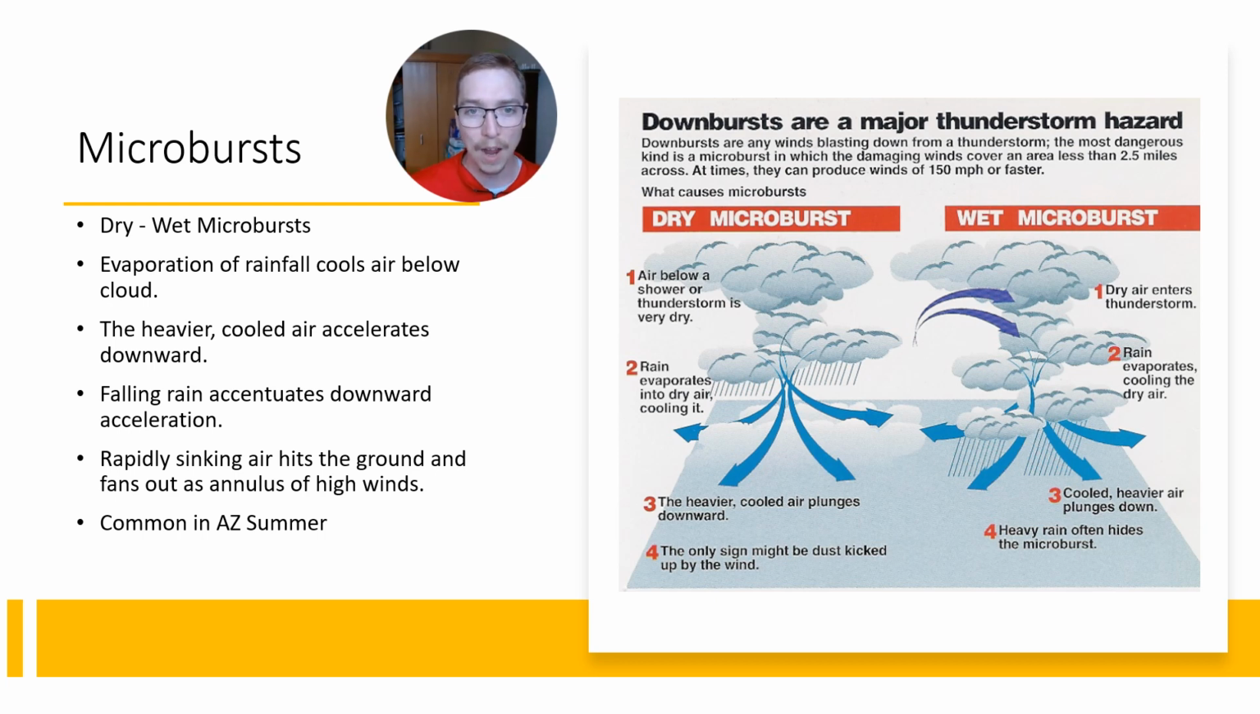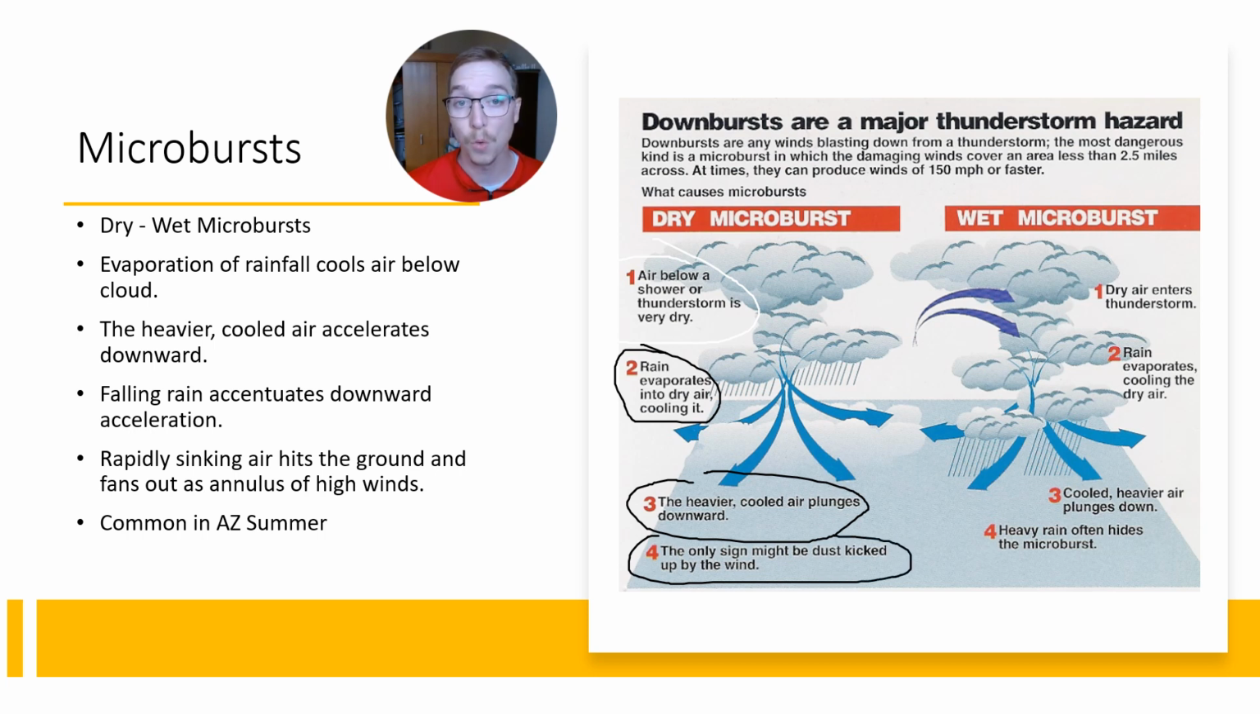We look at our little graphic here on the side. You've got step 1 in a dry microburst. I'll switch to black here. You've got air below a shower or thunderstorm that's very dry. That rain evaporates into dry air, cooling that parcel down. The heavier cooled air plunges downward, and it might initiate a dust storm.